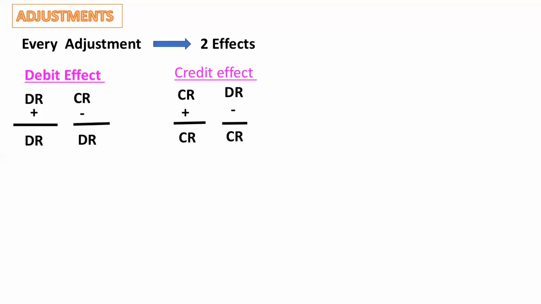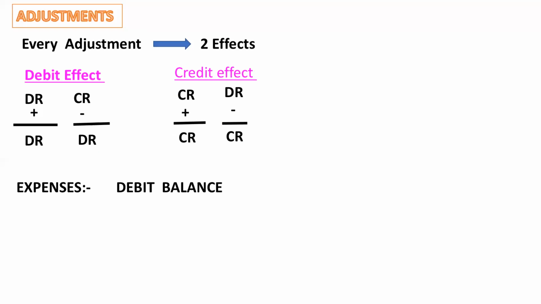Okay? So you should be very clear when you get a credit effect and when you get a debit effect. Debit add debit, debit minus credit. Credit add credit, credit minus debit. So these things should be very clear to you.